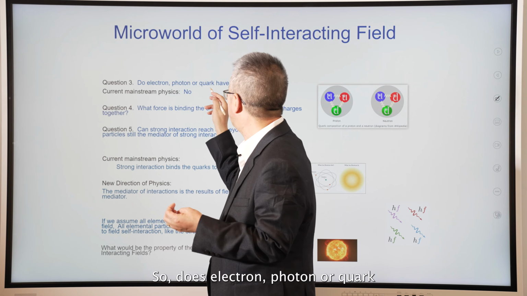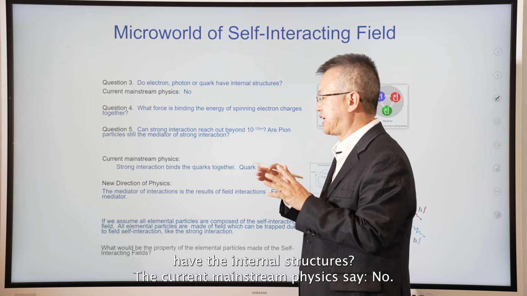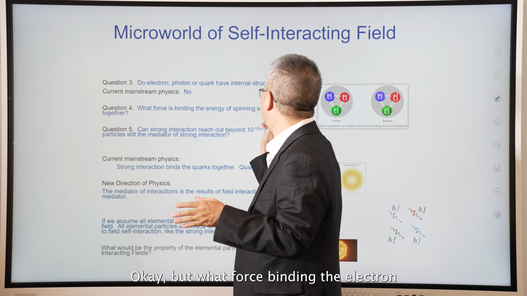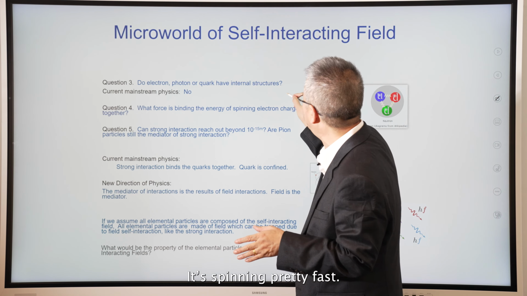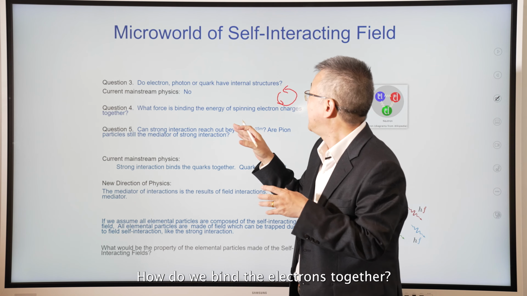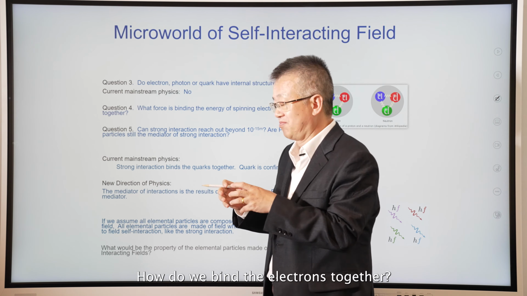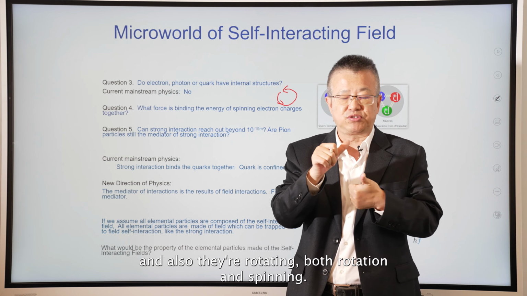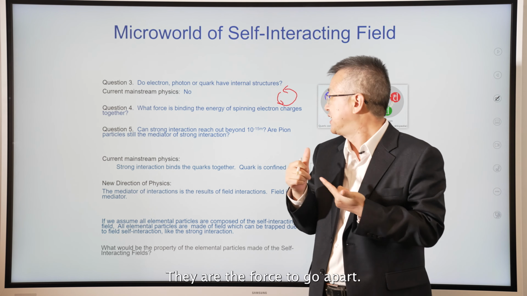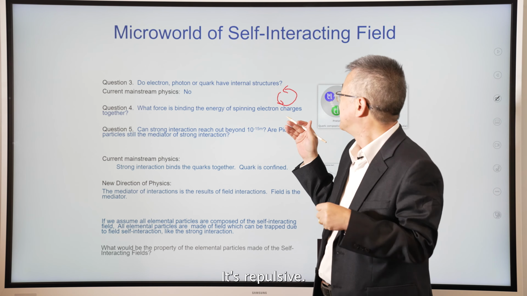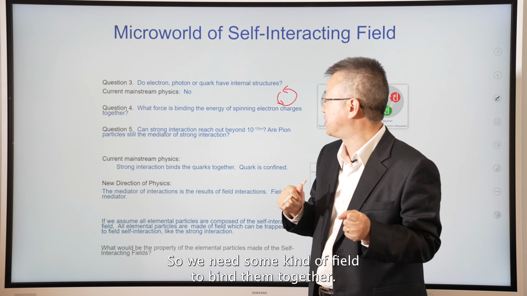So does the electron, photon, or quark have internal structures? The current mainstream physics says no. But what force is binding the electron? It is rotating, it's spinning pretty fast. How do we bind the electron together? Because all the charges of the electron are repulsive, and also they're rotating, both rotation and spinning, they are forces to go apart. It's repulsive. So we need some kind of field to bind them together.